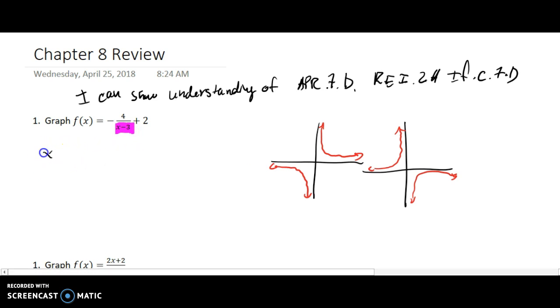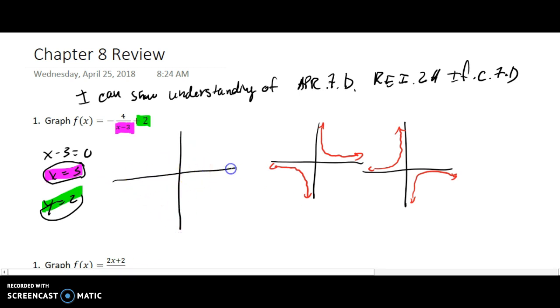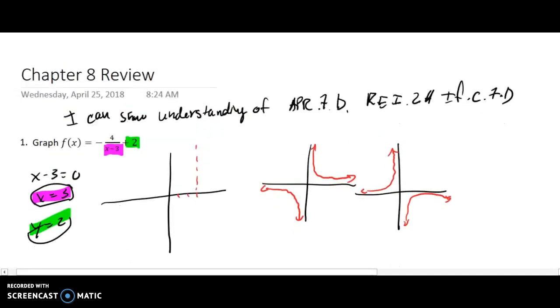To find it, x minus 3 equals 0 is what you do, and x equals 3 is our first asymptote. Our second asymptote is found right here, so we get y equals 2. I'm going to highlight that as well. Those are our two asymptotes, so we can graph these. I'm going to do the purple one in red here. So 1, 2, 3, right 3. You have that asymptote right there.